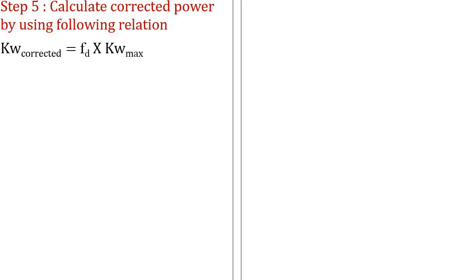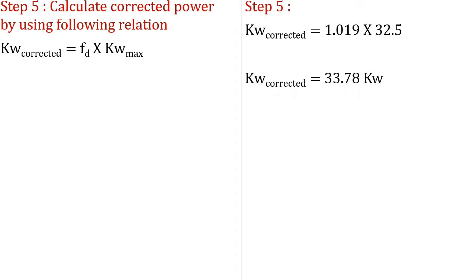Now step number 5, calculate corrected power by using the following relation. Kw corrected equals Fd into Kw max. By interpolation we have taken Fd equal to 1.019, and Kw max we have already calculated, that is 32.5 kilowatt. So finally we get Kw corrected equal to 33.78 kilowatt.